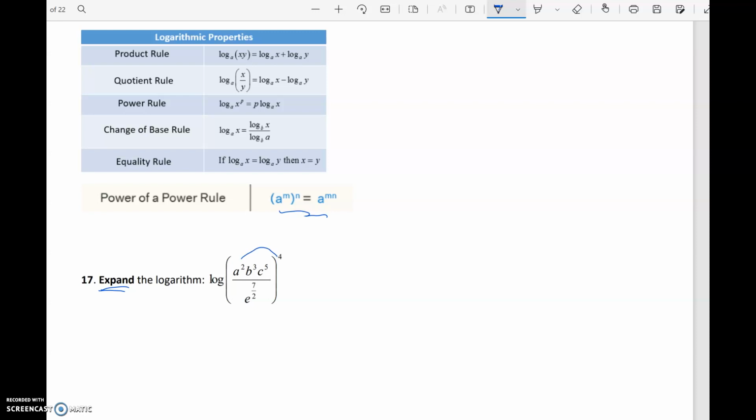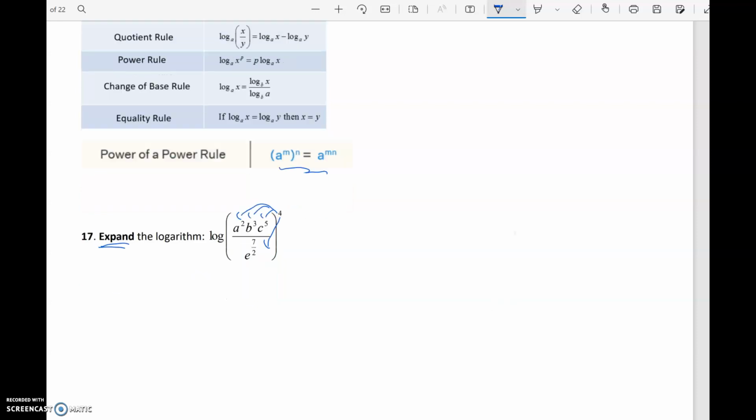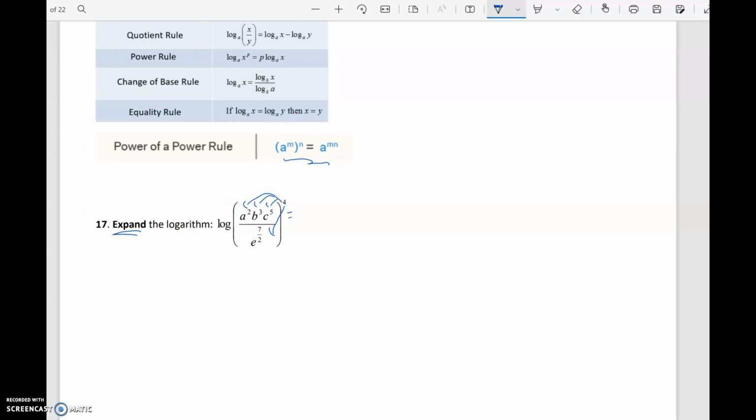So what I'm going to do is distribute the 4 to each of the actual bases and exponents. At this point, I'm just going to rewrite it as the log of a to the 8th power, b to the 12th, c to the 20th. Whoops, let me fix this one. And then e to the 14. Let me fix the 20.